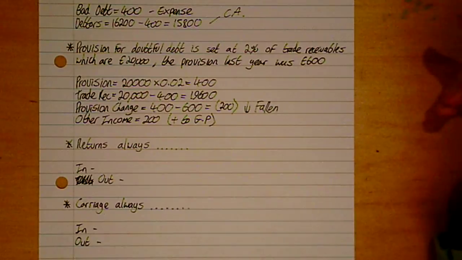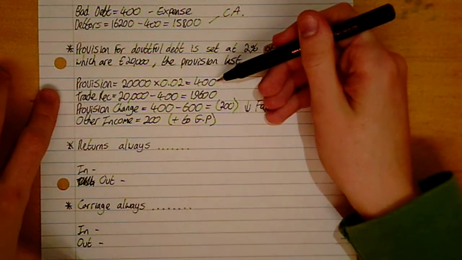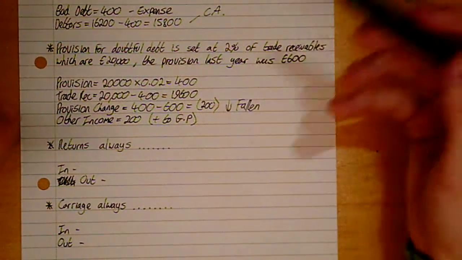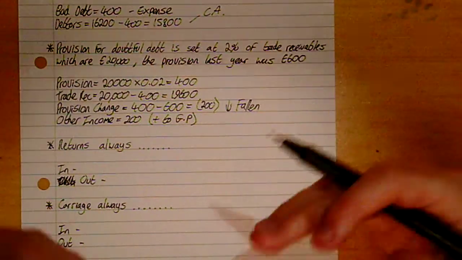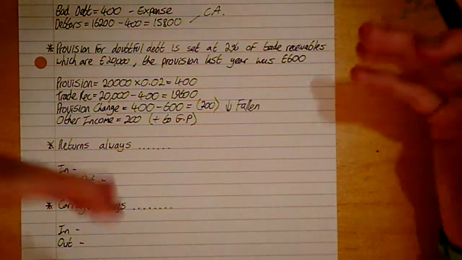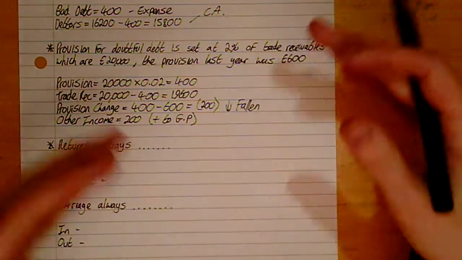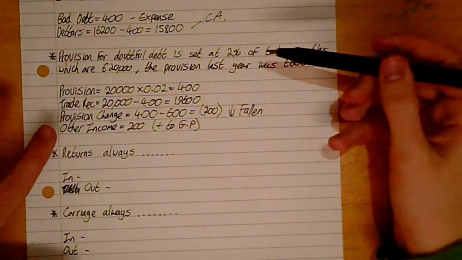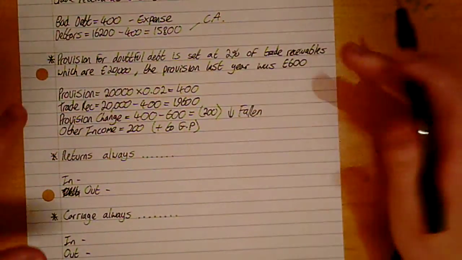Say if this year's provision was £1,000, well, last year's was 600, so that's increased from 600 to 1,000, so there's an increase of 400. What would I do with that increase of 400? It's just an expense, that's all it is. £400 expense, and the £1,000 would be taken away from trade receivables.